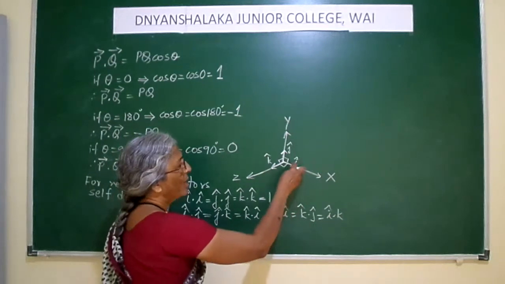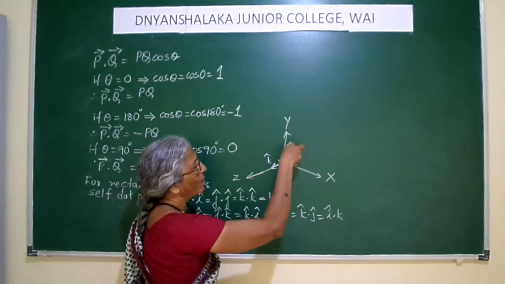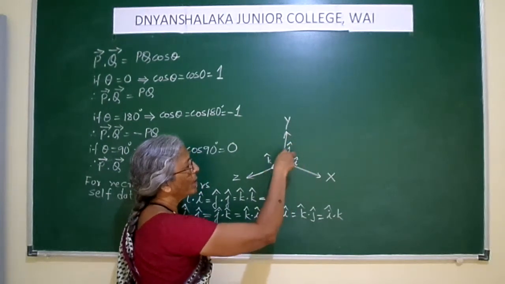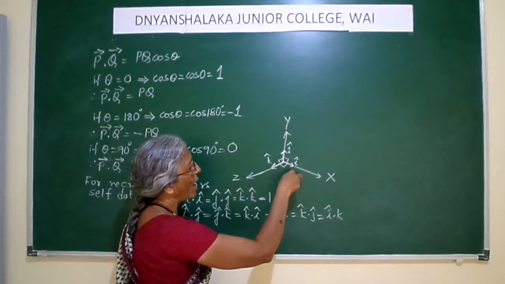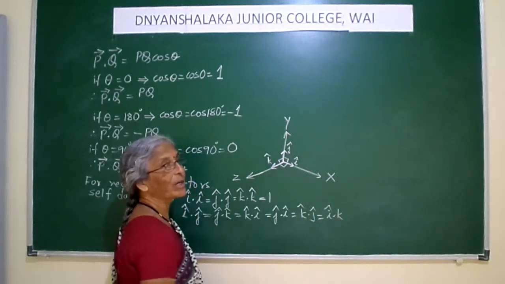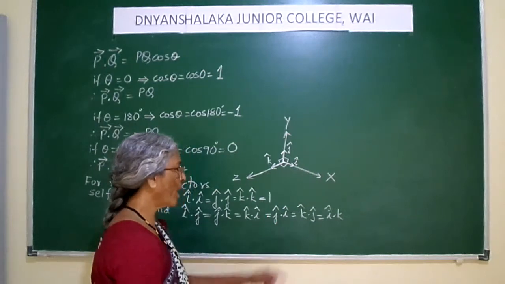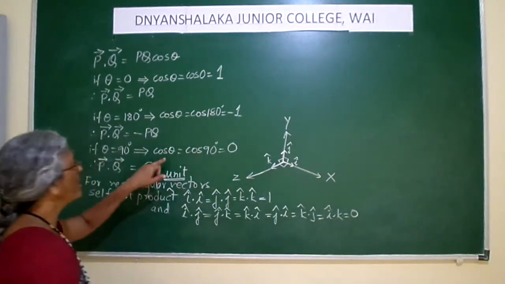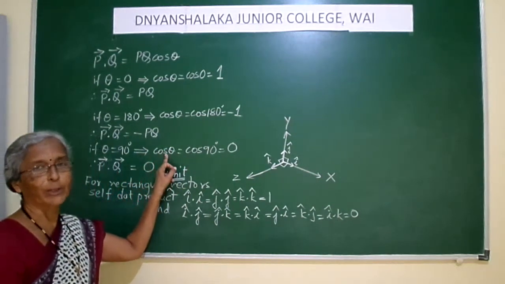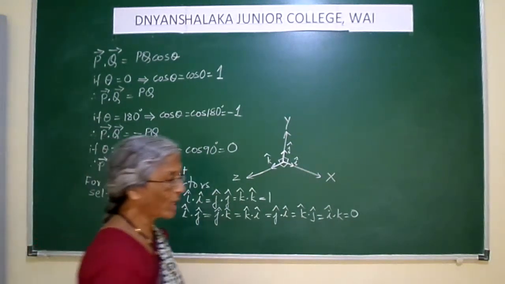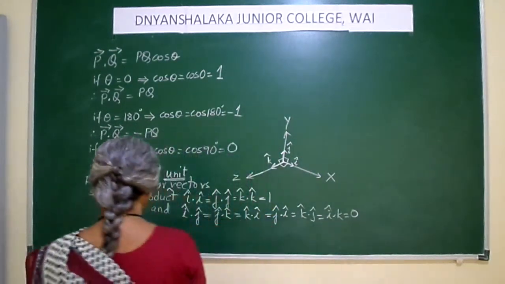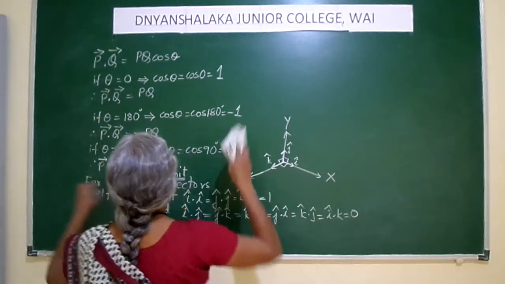So if I take vector i dot vector j or vector j dot vector i, the product will be equal to 0. j dot k or k dot j, 0. k dot i or i dot k, the product will be equal to 0. Okay, so this product will be equal to how much? 0 by this property. Okay students, so keep this in mind, make a note of it. Now we will go for the next property of scalar product.